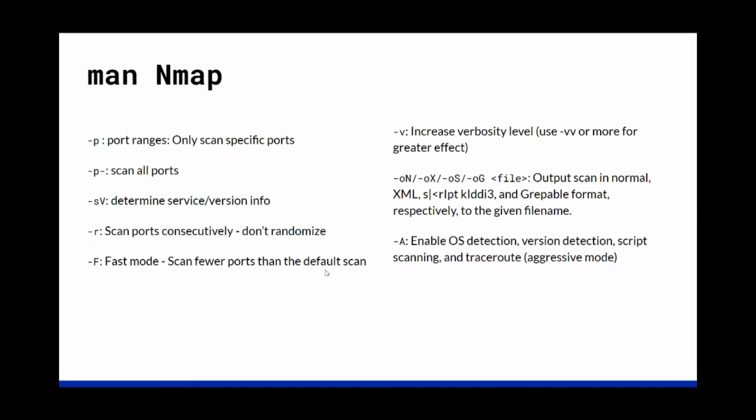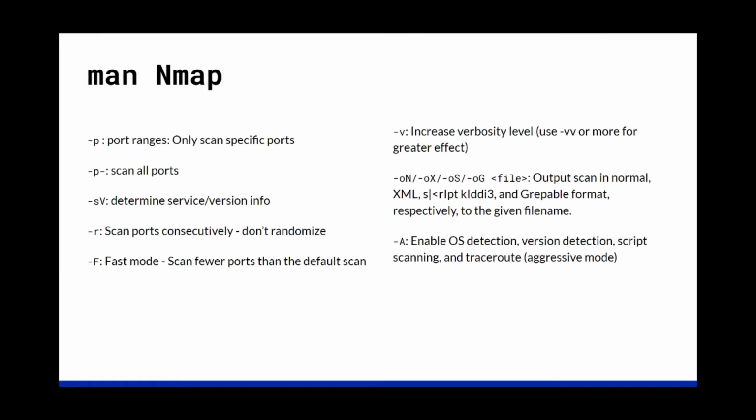Lastly, we have -A, which is called an aggressive scan because it does a bunch of things. It does OS detection, version detection, script detection, traceroute, all the stuff that you can imagine. Again, because it does a lot of things, it is very loud, so you don't want to use it unless you're sure that you're not going to be detected.